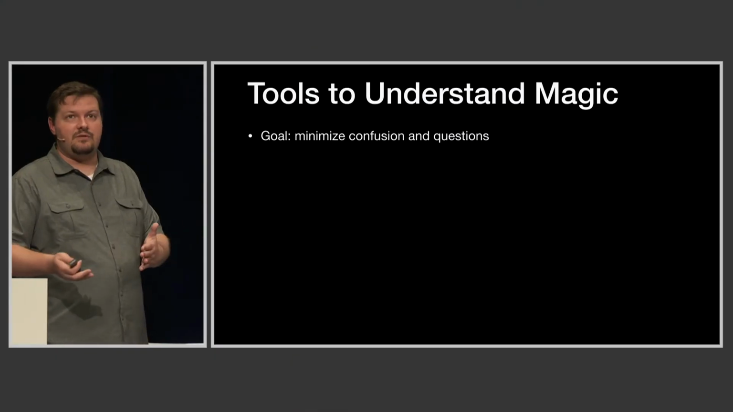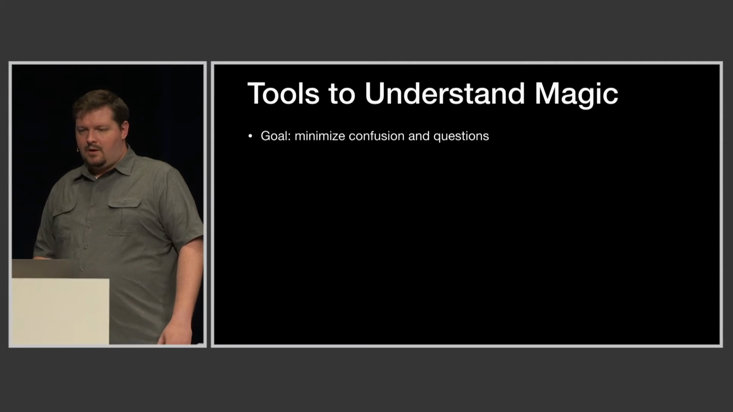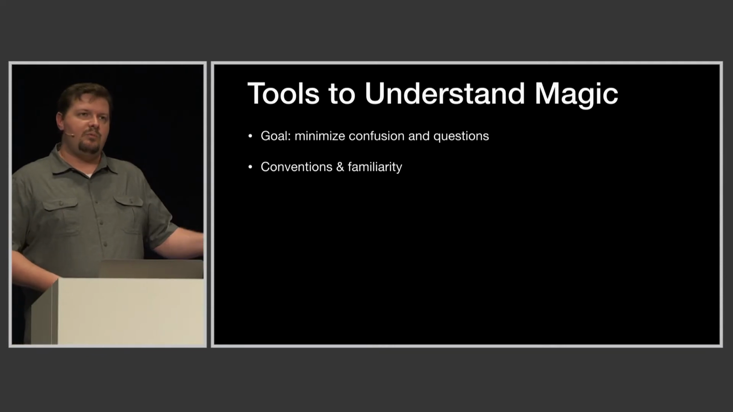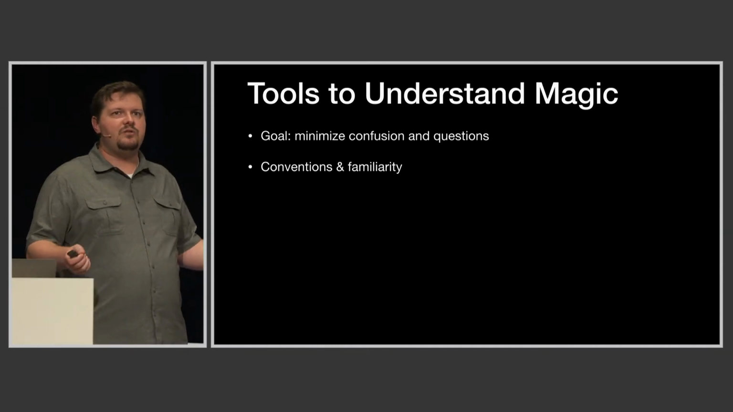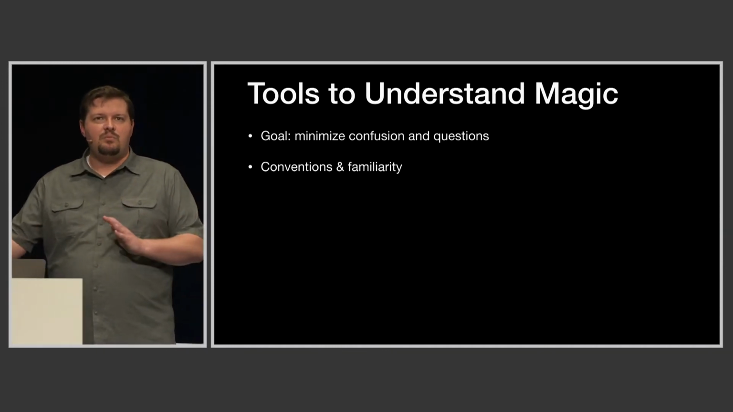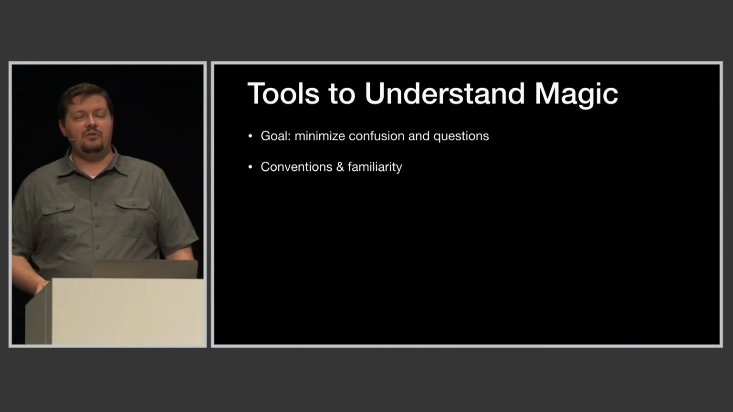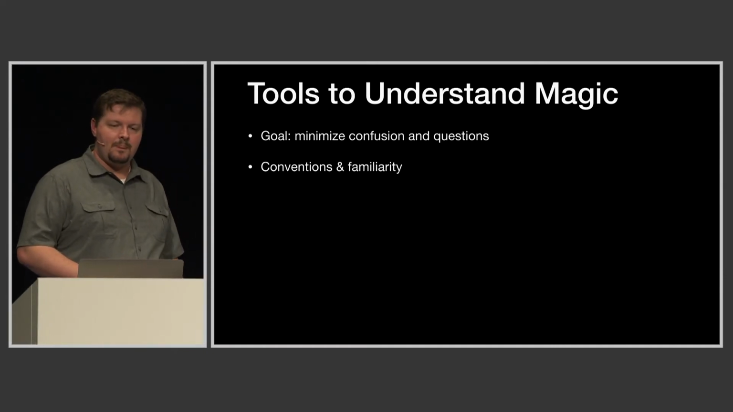We have a few tools at our disposal. And our goal with using these tools is to minimize confusion and questions, because those are the things that lead to support tickets and refund requests. So one of our tools, of course, is conventions and familiarity. When we're building apps, we have things like the Human Interface Guidelines that say, if you want to do navigation, then using the standard push-pop navigation model is a great place to start. It's familiar, and anybody who comes into an app with a navigation controller instantly knows how it's going to work.